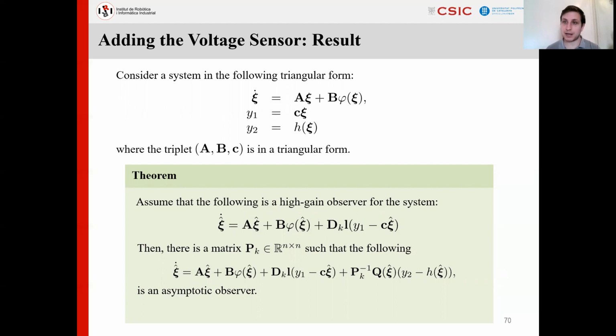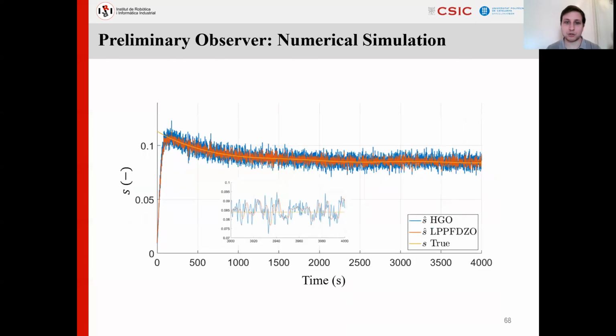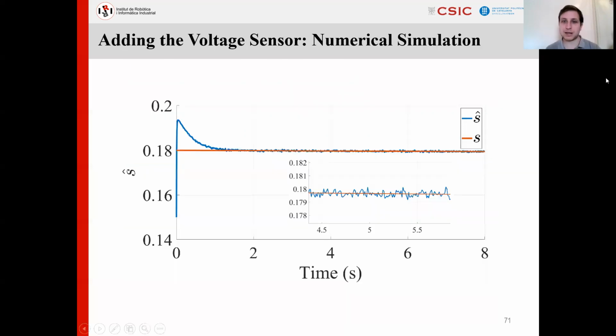And we repeated the last simulation to see how much it improves the quality of the estimation. Here we see the same simulation as before, but instead of implementing a low-power peaking-free observer with dead zone, here we implemented a standard high-gain observer with the voltage sensor. And we can see that the performance of the system is drastically improved. On the one hand, we can see that the convergence rate is drastically improved, because before we required like 200 seconds to converge to the true value. But now we converge in less than 2 seconds.